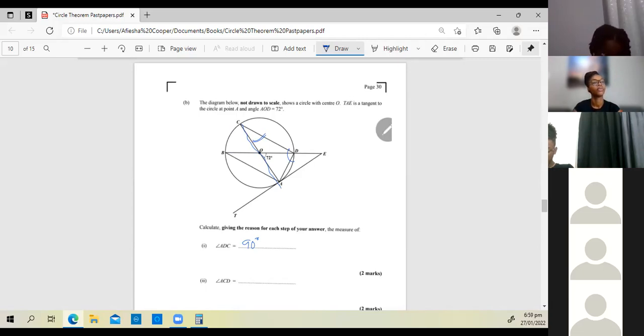ACD, up here now. 72 divided by 2, 36. So I know that this is 90. I can find for here, which is 72 divided by 2, which is 36. And then to find ACD, I can say 180 minus 90 minus 36.